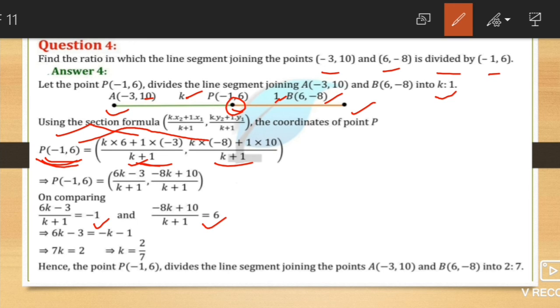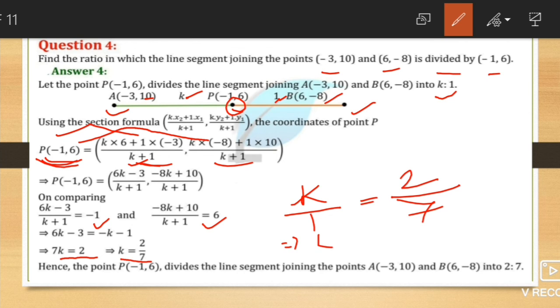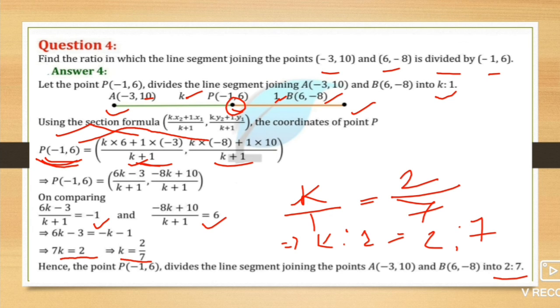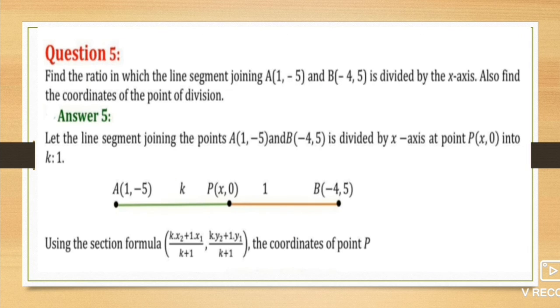Okay, so solve the first one. You can see that the value of k will become 2 by 7. That means you can write k by 1 is equal to 2 by 7, or you can write k is to 1 is equal to 2 is to 7. So what is the ratio? The ratio is 2 is to 7. Okay, and this way you have to solve this question.